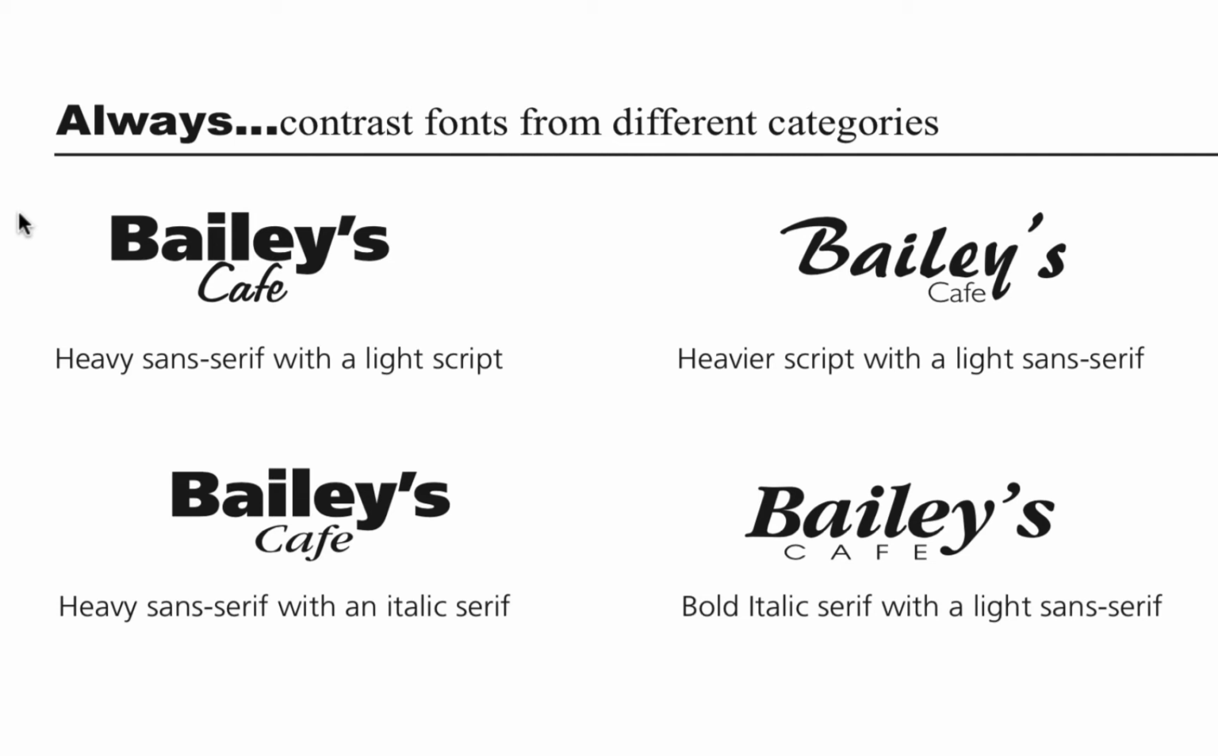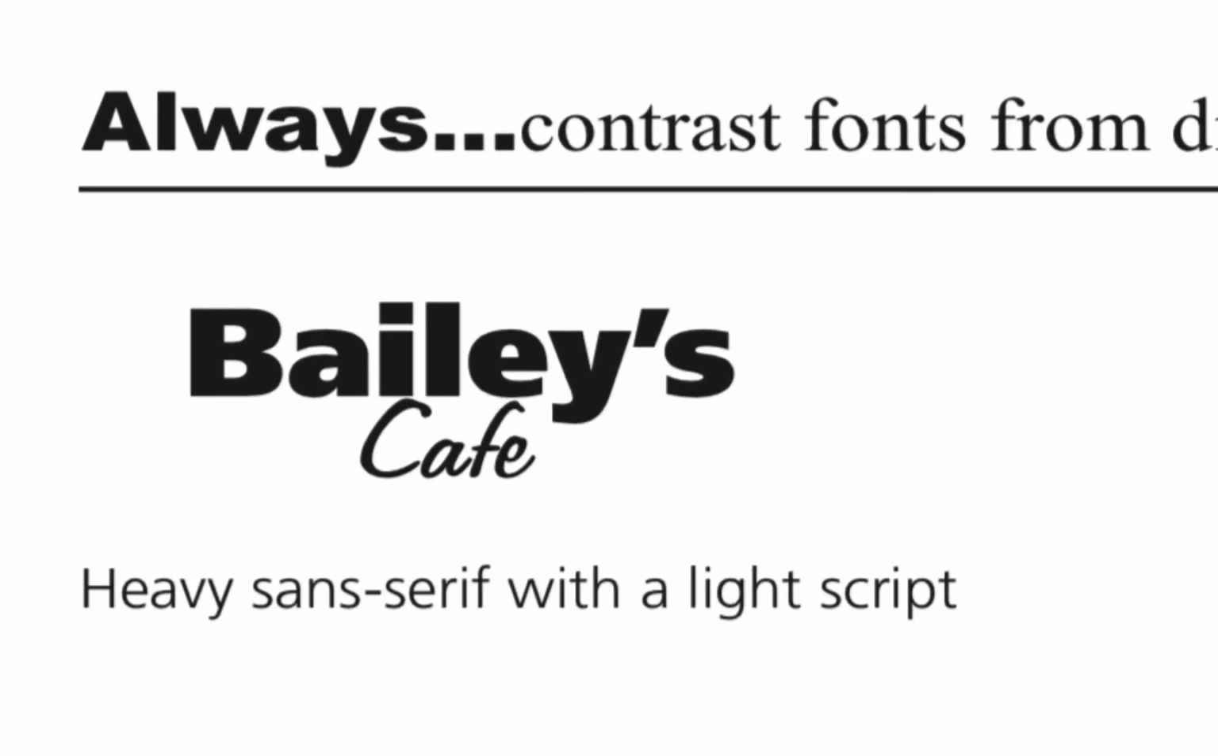So this handout just shows you some of that, and I'll have it posted under Unit 7 as a PDF file just to look at. It doesn't have a whole lot of information, but it's just a quick guide, and I just use this Bailey's Cafe. I used to use this in the past because I had a dog named Bailey. What's being used here in the first one, in the upper left, is a heavy sans serif font with a light script. Does that work? Yeah, it works.